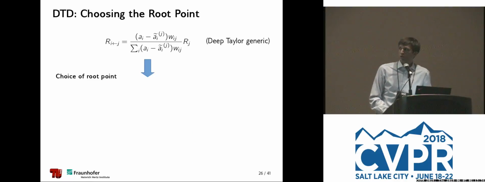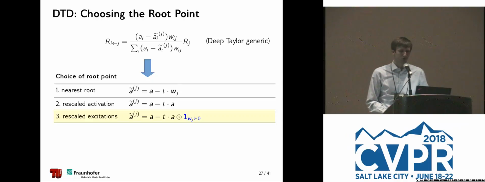So we will call it the generic deep Taylor rule. And this is a deep Taylor rule that then, if we choose the reference point appropriately, will give us different rules that are specific to, for example, ReLU layers, that are specific to pixel layers, and so on.